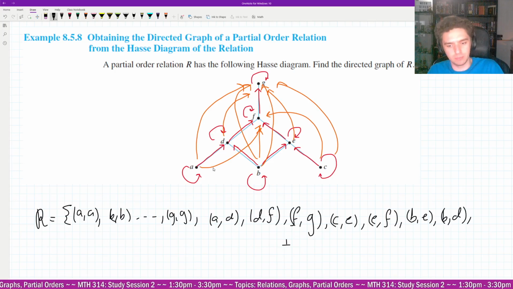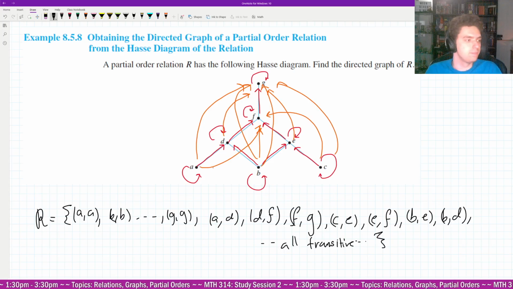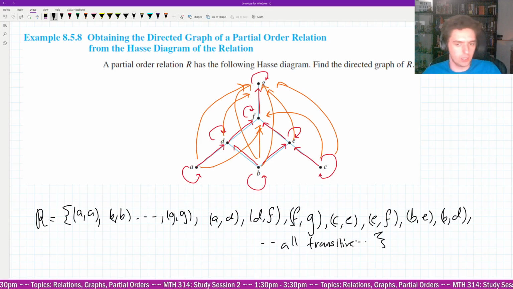So I'll just say plus all transitive ones, dot, dot, dot, all transitive, and then the closure, whatever. Right? All the transitive lines. I'm not going to draw all of them, but yeah. So that would be the relation R there. Okay, that is that.